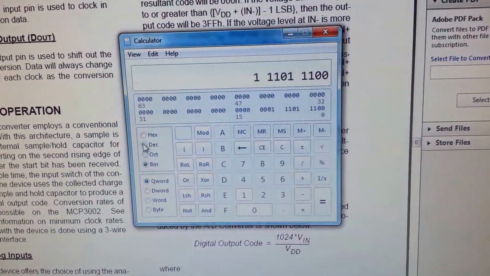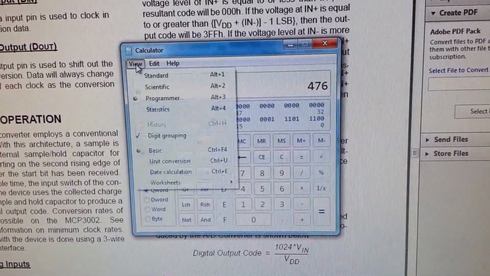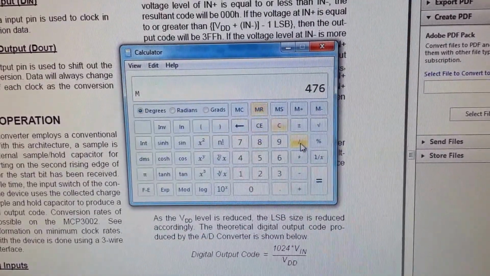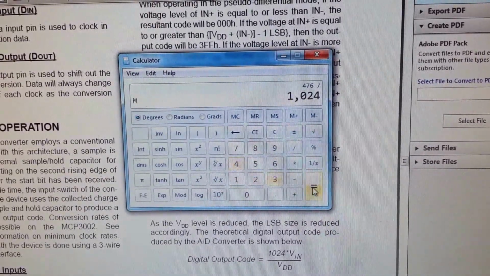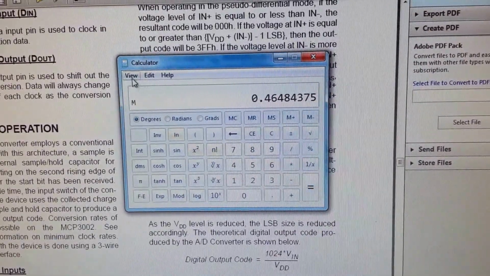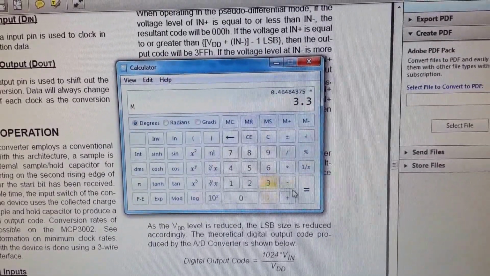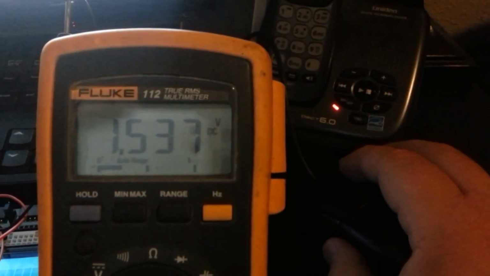So let's go ahead and convert that to decimal. We're looking at 496. Let's go back to scientific, do a recall, divide it by 1024, and then multiply that by 3.3. We're looking at 1.53. Well, look at that. Exactly the same. So it works out really well.